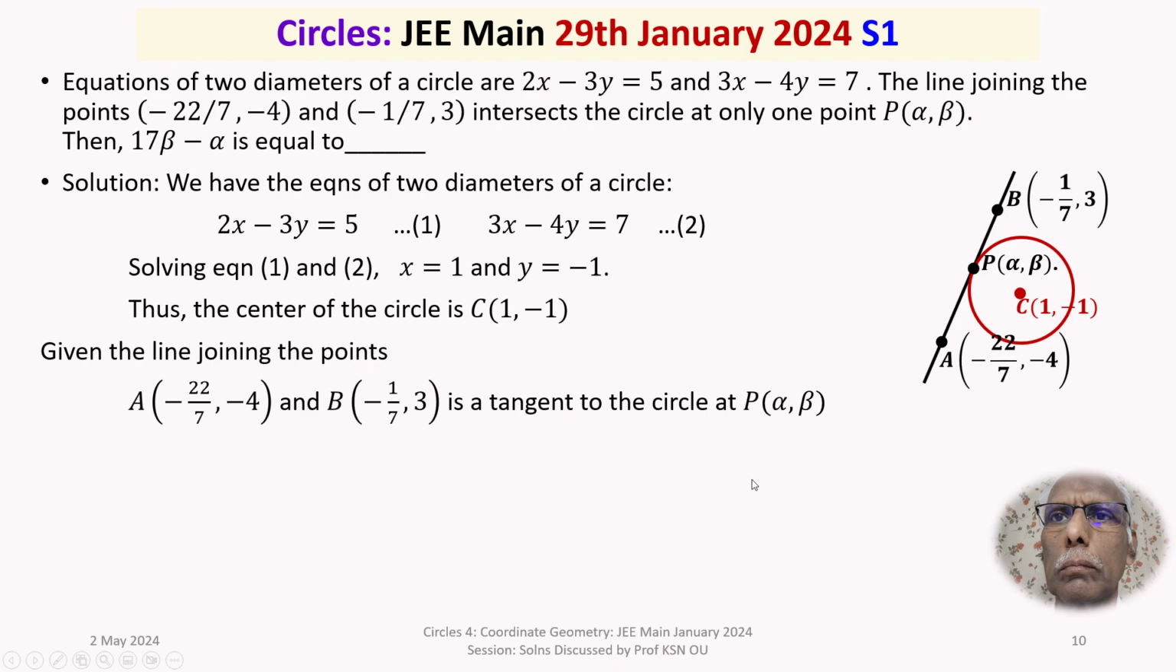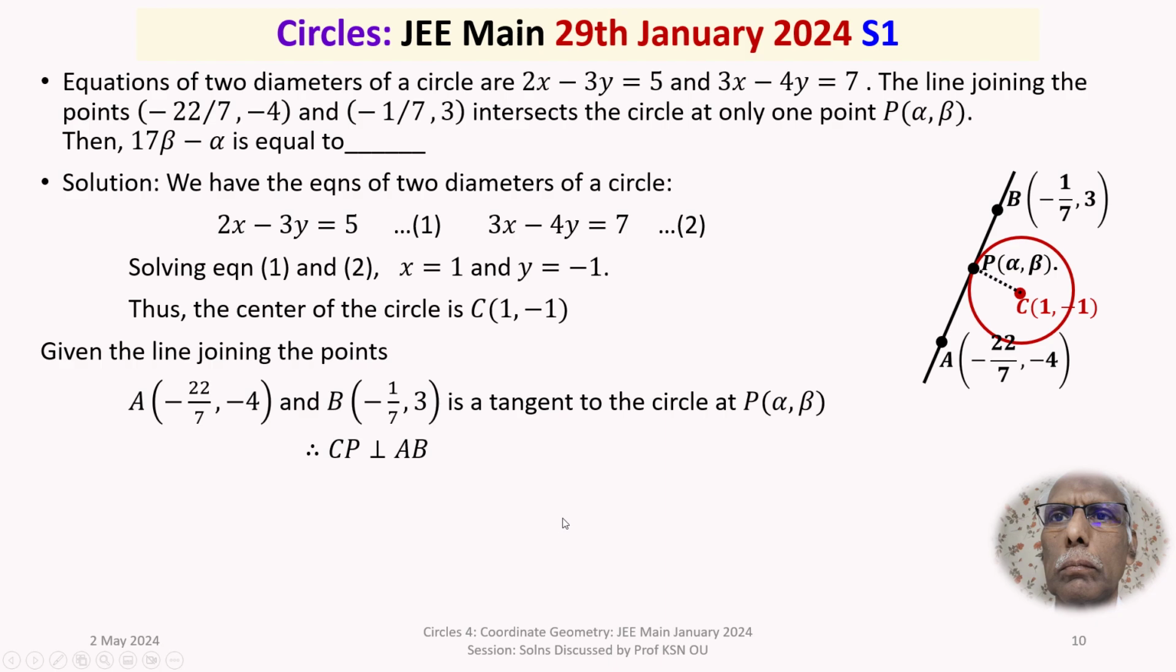Now, if you take the CP, it will be the radius, and this is the tangent at P. So CP will be perpendicular to AB.